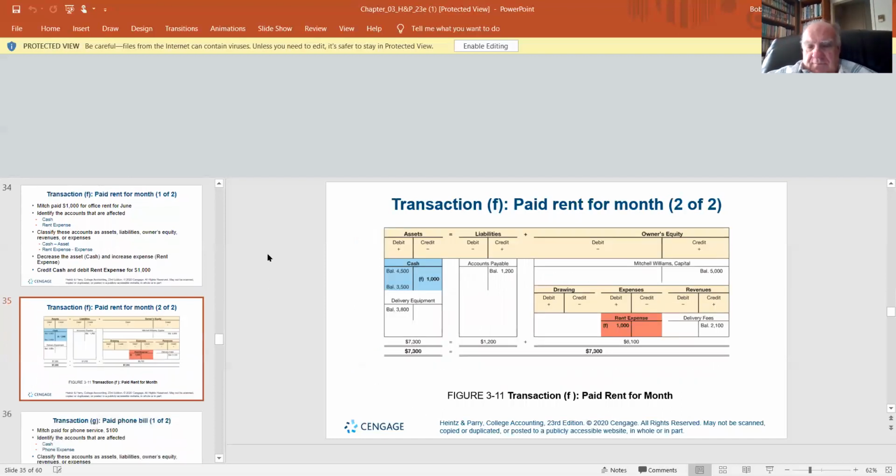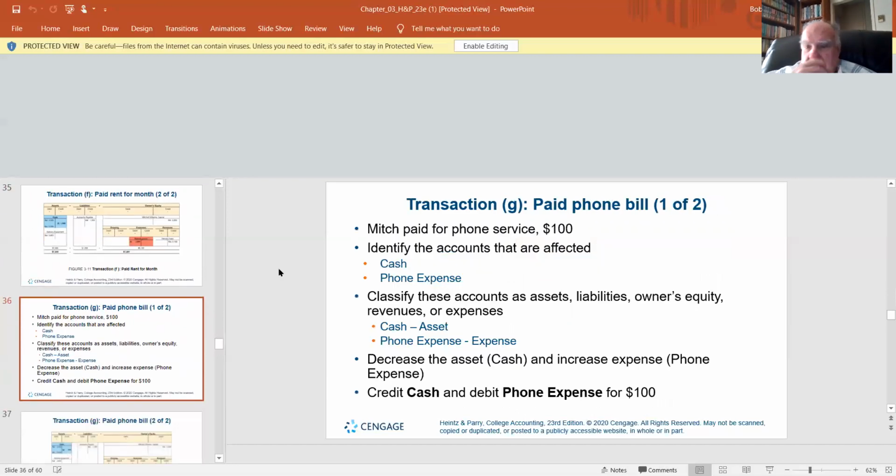And here we go. So the cash now has gone down again by $1,000 to rent. And now we have our first expense. If the month ended right now, this company has sales of 2,100 minus 1,000. That's a profit of $1,100 right now. That's how you could look at that at this point. But there's more to come.